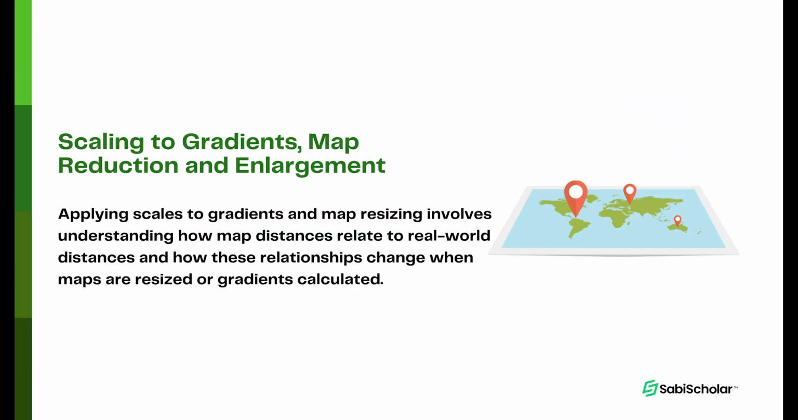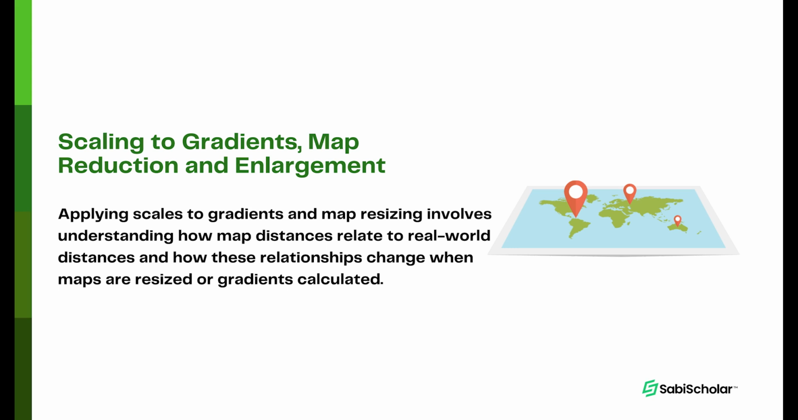So next we're going to look at scaling gradients to and fro from map reduction and also enlargement. So basically scaling to gradients and map reductions and enlargement. Firstly, applying scales to gradients and map reduction and also enlargements in most cases involves understanding the relationship between map distances and real world distances, as well as how these relationships change when maps are resized or gradients are calculated. So next we're going to look at applying scale to gradients.